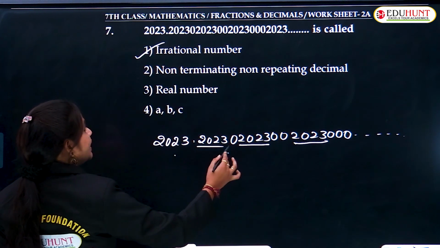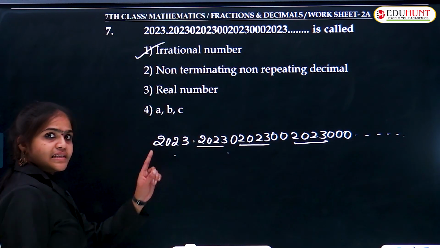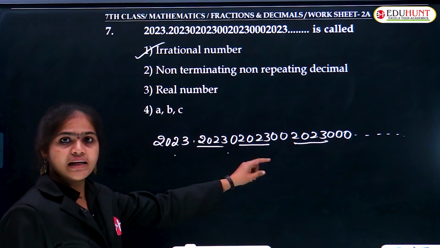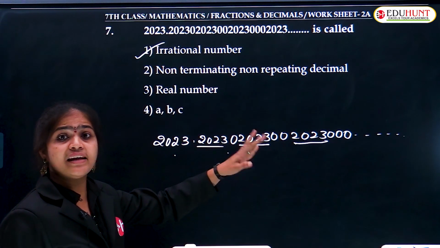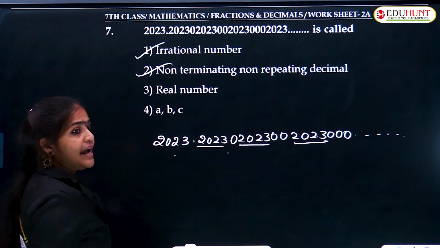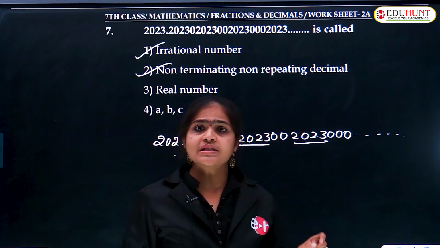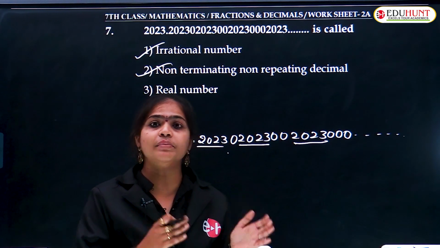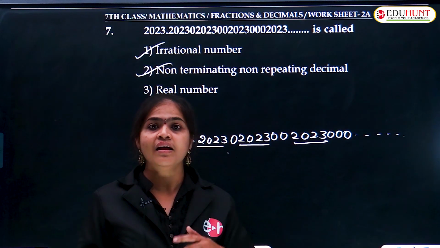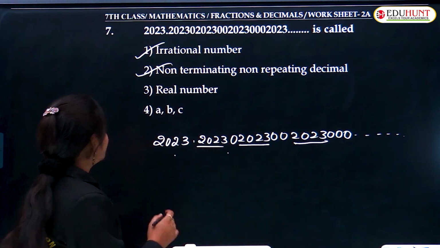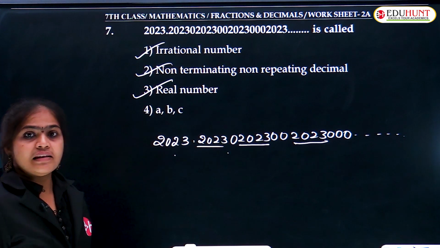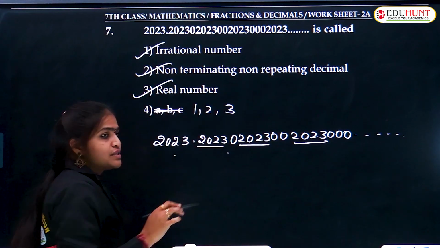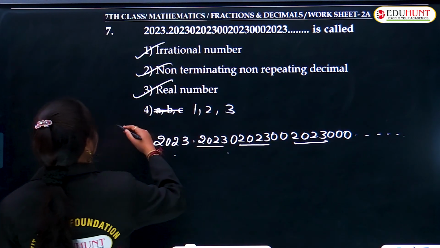Is it a non-terminating, non-repeating decimal? This is a non-terminating decimal, yes, and non-repeating also, because the numbers are not in repetition. And is it a real number? Yes, of course. The combination of rational numbers and irrational numbers is called real numbers, so this is a real number also. Here we have A, B, C, note 1, 2, 3. As per this, which option is correct? Option 4 is correct.